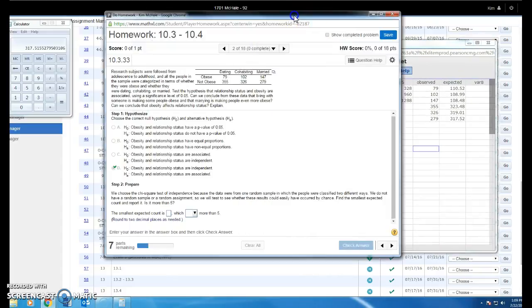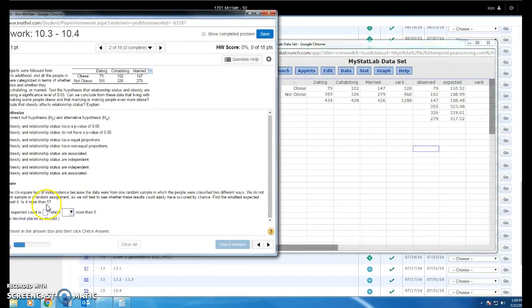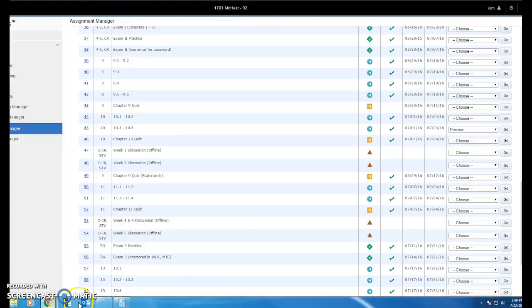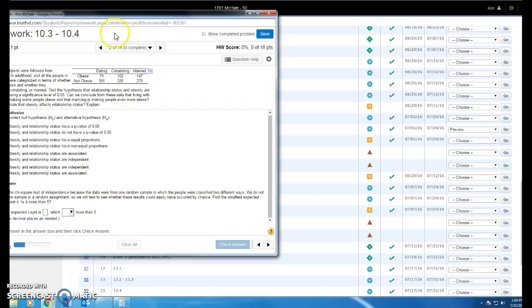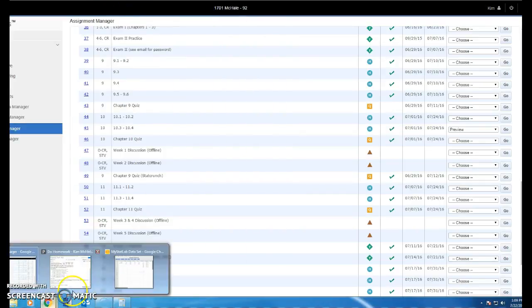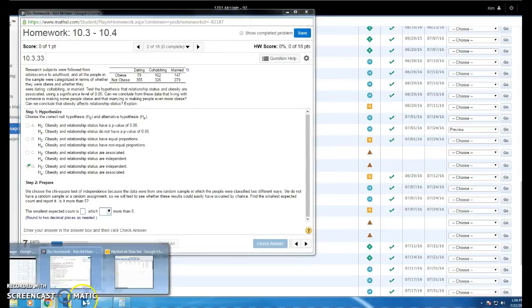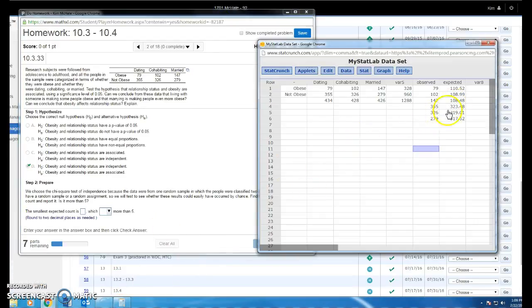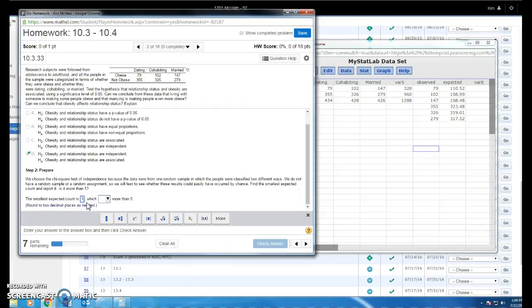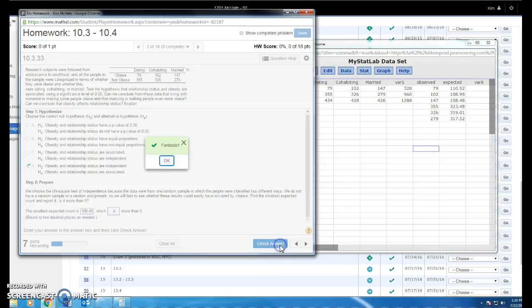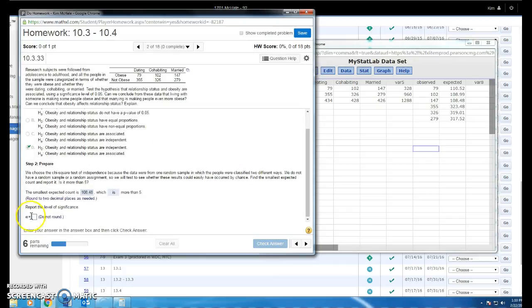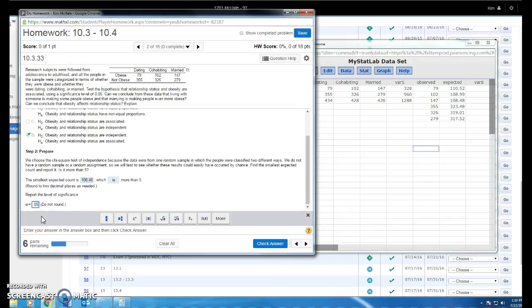All right, let's see. My question says the smallest expected count is what? So my smallest expected count is 108.48. I just picked the smallest number, and that certainly is more than 5, so I've met the criteria. Alpha was 0.05. They give that to me up here in the question.